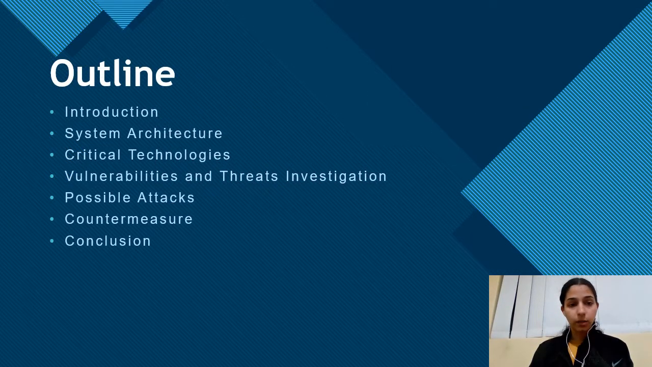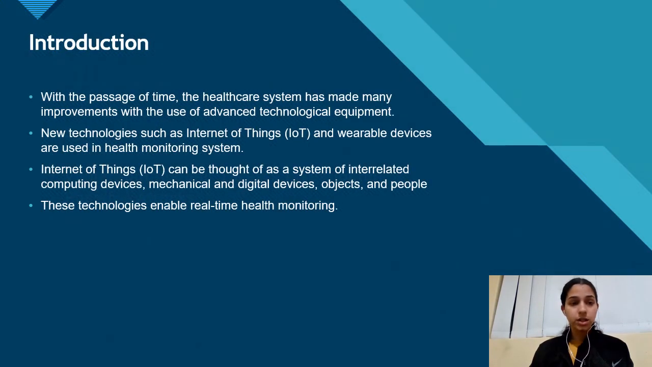The outline covers: introduction, system architecture, critical technologies, vulnerabilities and threat investigation, possible attacks, countermeasures, and conclusions. We start with the introduction. With the passage of time, the healthcare system has made many improvements with the use of advanced technological equipment.